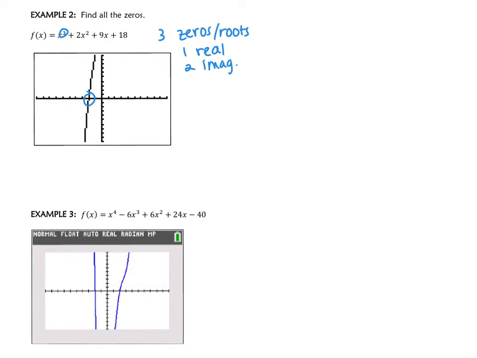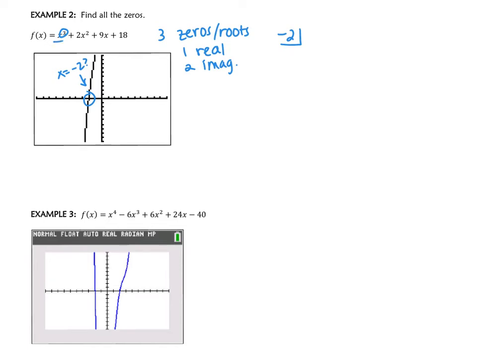Well, first thing, what is this root? It looks like it might be -2. How do we verify that? We're going to ask ourselves, is that a factor of the equation? This goes back to what we did in the previous video. Is x equals -2 a factor or a zero? Well, we're going to do synthetic division and find out.